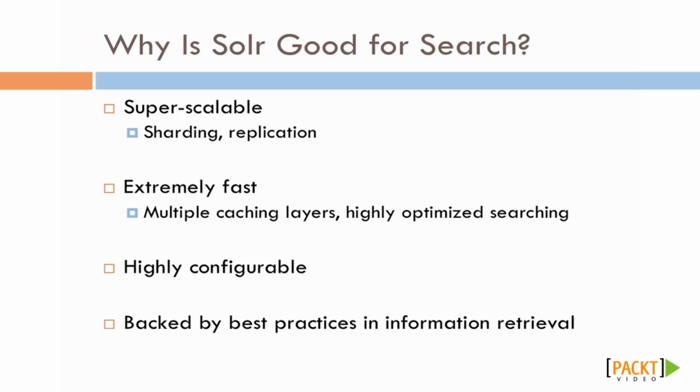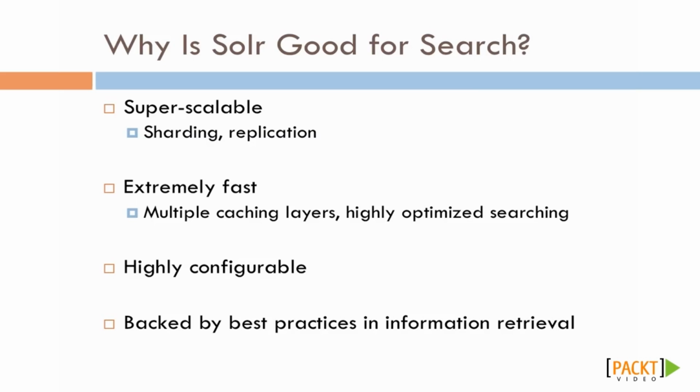It's also extremely fast. This isn't only due to the high amount of optimization in the Lucene search engine library, but the multiple caching layers: document cache, query cache, filter query cache. There's a whole lot of stuff that doesn't have to get recomputed every time because of these caches that we maintain. It's also highly configurable, so if you have a business need, it will probably address it. And if it doesn't, you can always rewrite part of Solr for yourself to address those needs.